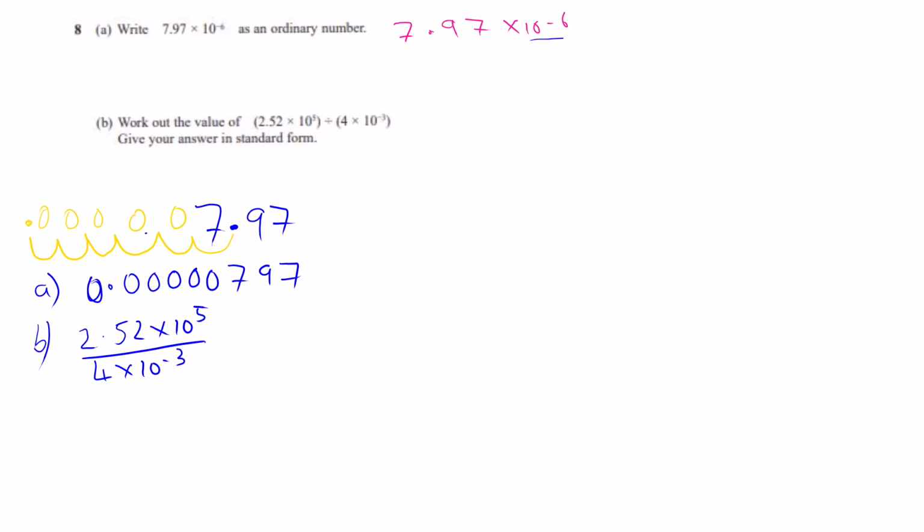So the first thing that I'm going to do is have a look at our 10 to the powers. If we've got 10 to the power of 5 divided by 10 to the power of minus 3, then that is the same as 10 to the power of 5 times by 10 to the 3, 10 cubed, because that is a negative. Remember, when we're multiplying, we add the powers. 5 plus 3 is 8.